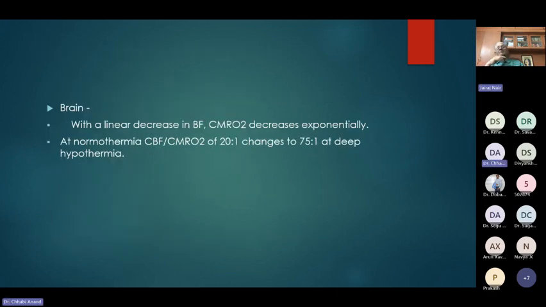In brain, with a linear decrease in blood flow, CMRO2 decreases exponentially. At normothermia, the ratio of cerebral blood flow to CMRO2 is 20:1, which changes to 75:1 at deep hypothermia.